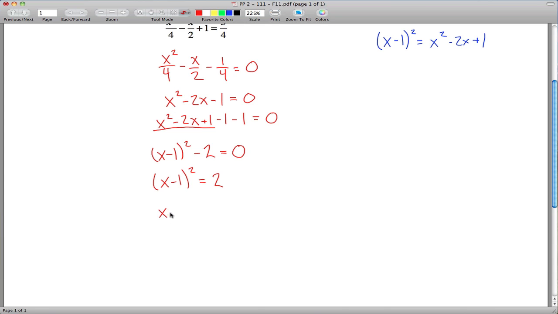Take the square root of both sides. Make sure you put in the plus or minus when you take the square root on the right here. And then add 1 to both sides. I kind of like to have the 1 out in front. And so we get for our solution that x can be 1 plus or minus root 2. X equals 1 plus root 2 or x equals 1 minus root 2 will both work. And that's the answer.